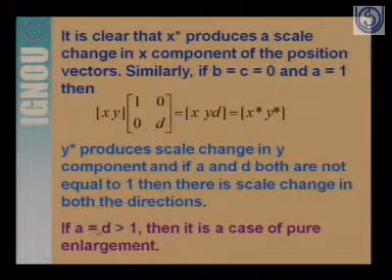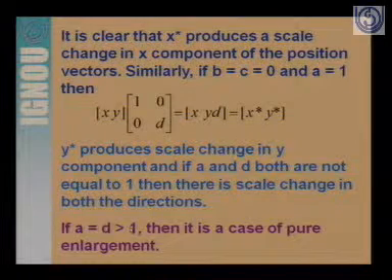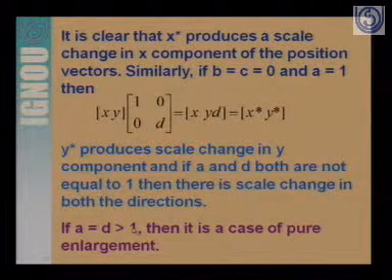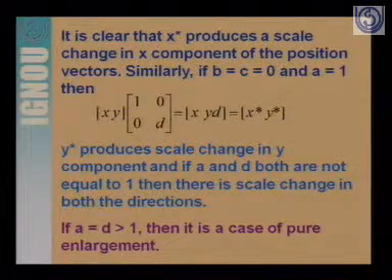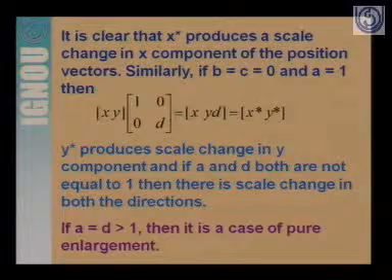If A is equal to D and greater than 1, then it is a case of pure enlargement. And if A is equal to D and less than 1, then it is a pure reduction. In scaling, only the diagonal terms are affected.